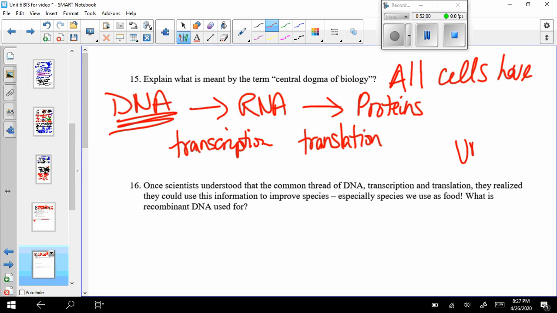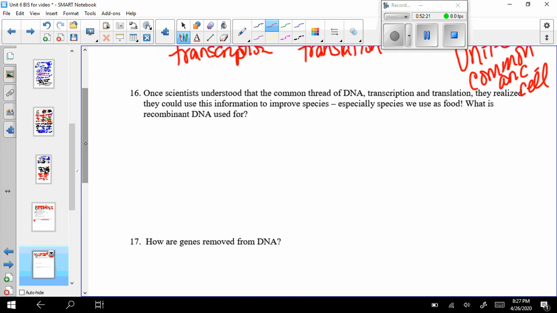This tells us that we are all united. We all have a common ancestor cell. And we all have the common unity and the central line of this is how every single cell works. Everybody's got DNA, everybody makes it into RNA, and everybody builds proteins according to the same set of directions. So once scientists understood this common thread of DNA, transcription, translation, they realized they could use it to improve species.